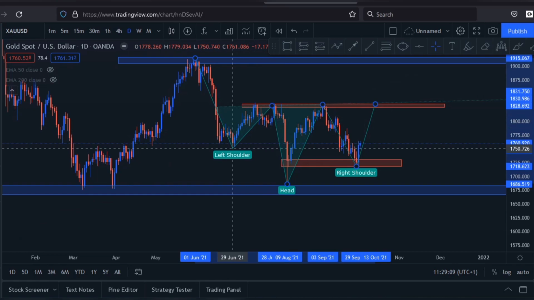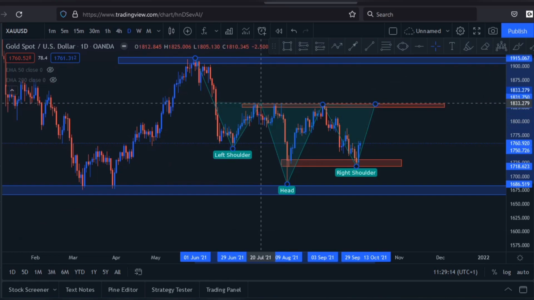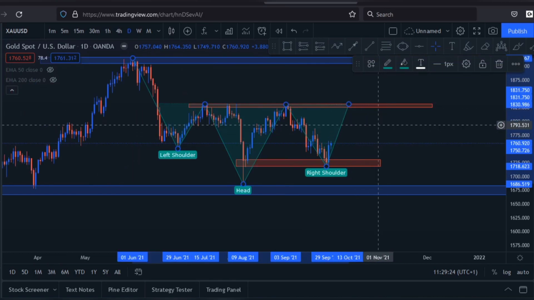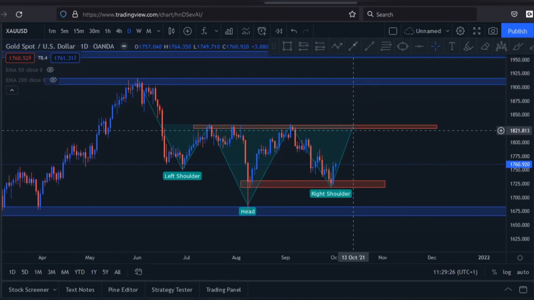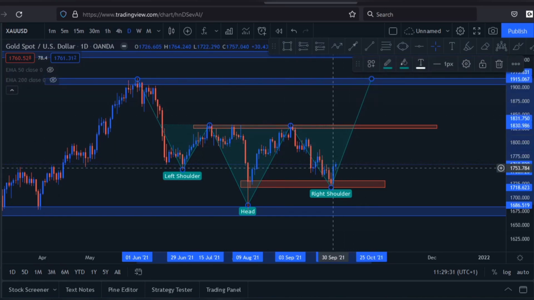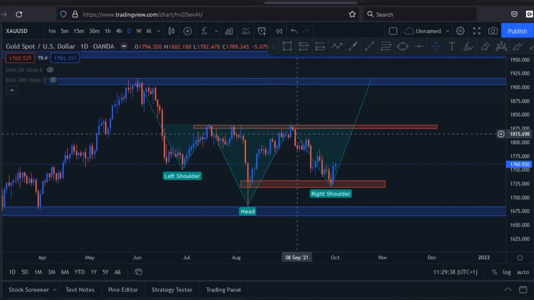Okay, so the left shoulder, the right shoulder, and you can see the head as well. So the right shoulder just formed, and now price is going all the way to the top. All right, so this is what we can see on the daily time frame, and it's possible that price could break this level here all the way to the top, completing this head and shoulder pattern. So this is something that we have to look out for in the upcoming week as well.